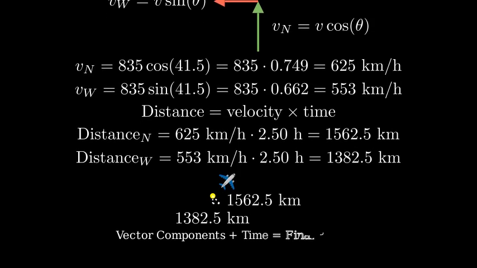This problem shows us how we can use trigonometry to break down a vector into its components, and then use those components to determine the final position of an object.